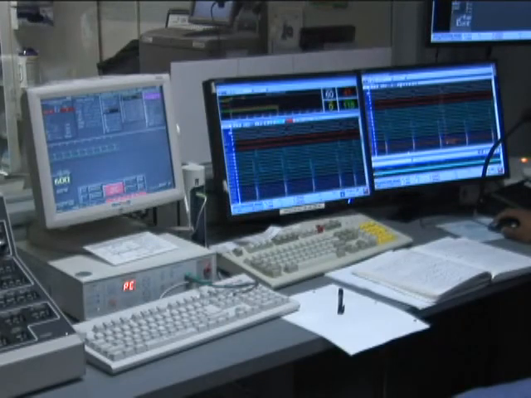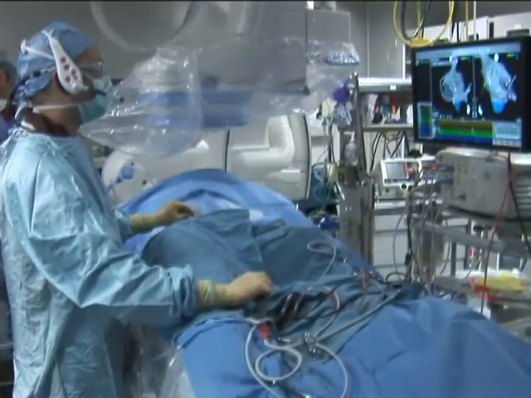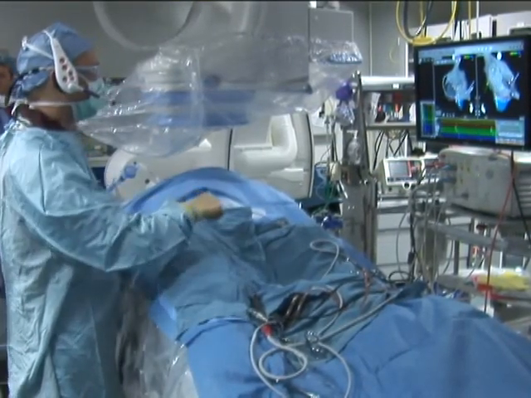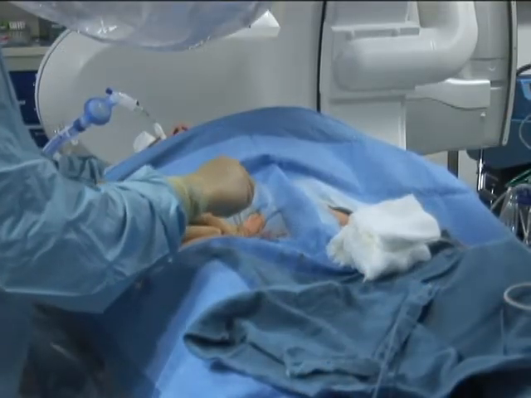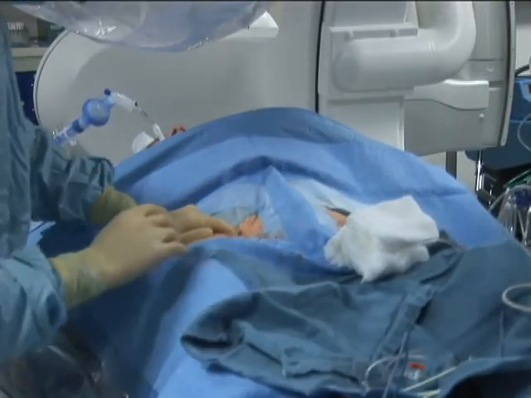After a complete line of block has been achieved, there is a waiting period between 20 and 60 minutes to confirm that block is still present, and the pacing maneuvers are repeated. Once the waiting period has been completed, the catheters can be removed from the body. The sheaths are then removed with manual hemostasis obtained.